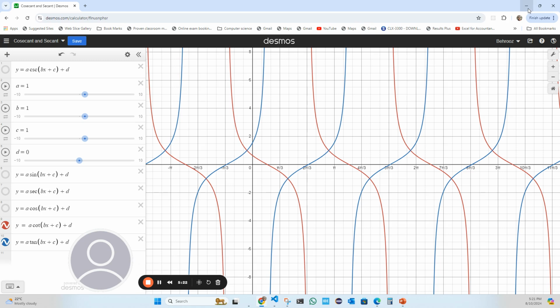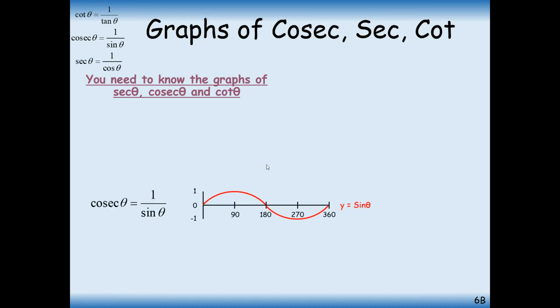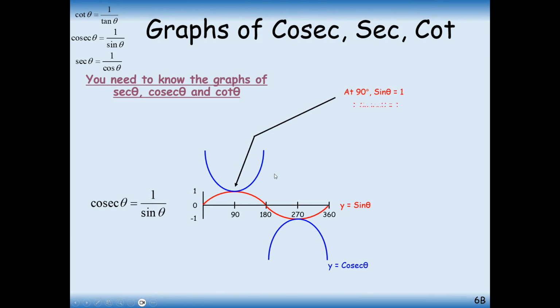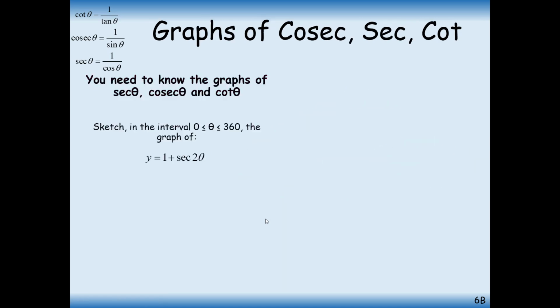So let's go back and see what we would be asked to do in some of these questions regarding graph transformations. These are just some properties of the graph, where the graph of cosec has vertical asymptotes at 180 and 360 degrees, and at 0 degrees as well.